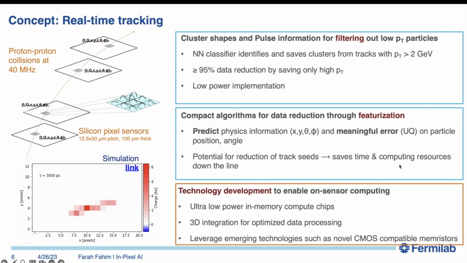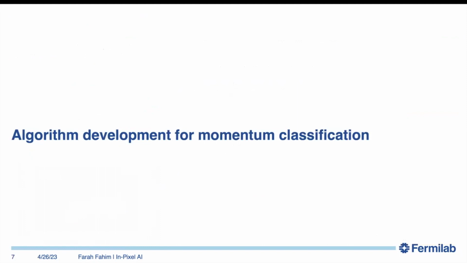So in order for us to accomplish these two, I think we really require technology development to enable on-sensor computing. So looking at things like ultra-low power in-memory compute chips, 3D integration for optimized data processing, and leveraging emerging technologies such as novel CMOS-compatible memristors or resistive RAM in order for us to do energy-efficient computation. I think in trying to meet these science goals, we will hopefully be able to leverage or push the boundaries of technology and significantly improve the current existing technology.